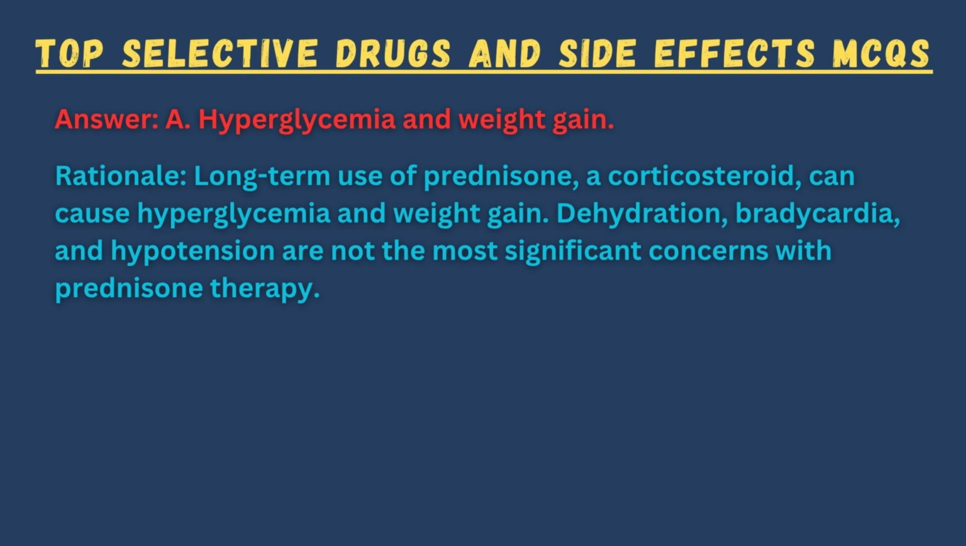Answer: A. Hyperglycemia and weight gain. Rationale: Long-term use of prednisone, a corticosteroid, can cause hyperglycemia and weight gain. Dehydration, bradycardia, and hypotension are not the most significant concerns with prednisone therapy.